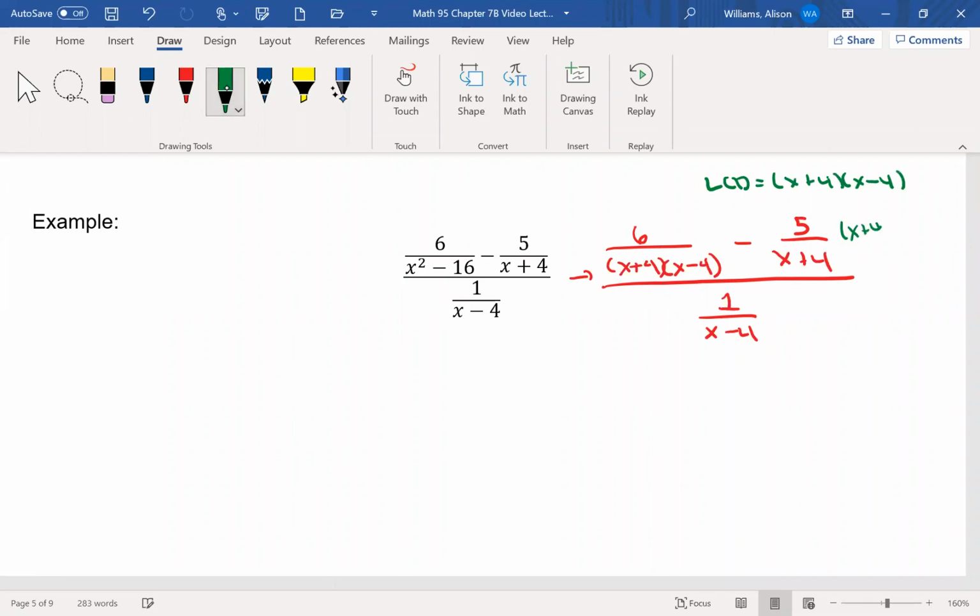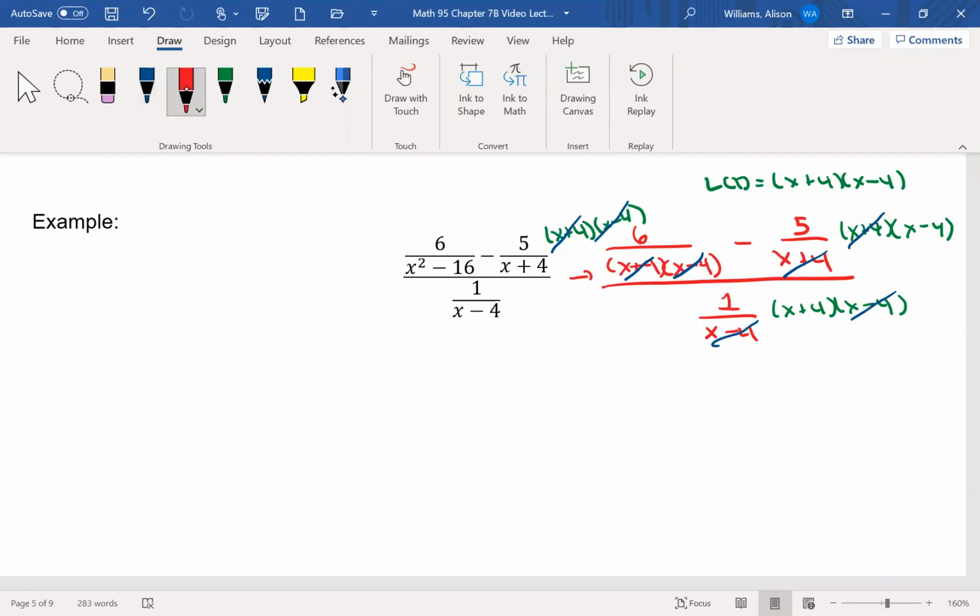And yes, I am going to write it out. I don't want to miss anything. Okay, and I'm going to start canceling. In the first fraction, everything cancels, the x plus 4 and the x minus 4. On the second fraction, the x plus 4 cancels. And on the third fraction, x minus 4 cancels. So here's what we're left with.